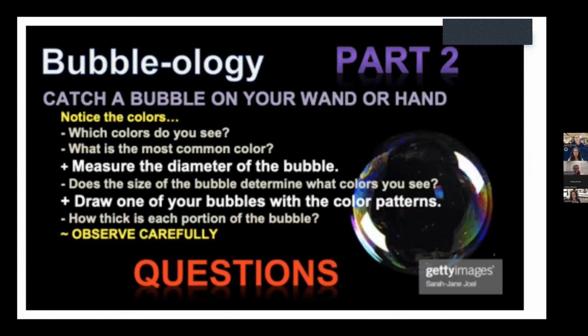Hey, what colors do you see the most? Which color is most common? And they can actually take a plastic ruler, and if they dip it in the soap solution, they can slide that ruler through the bubble and measure the size of the bubble and get some dimensions there. And again, be thinking about, well, does the size make a difference, or what's going on as far as these swirling patterns in these colors that we're seeing?